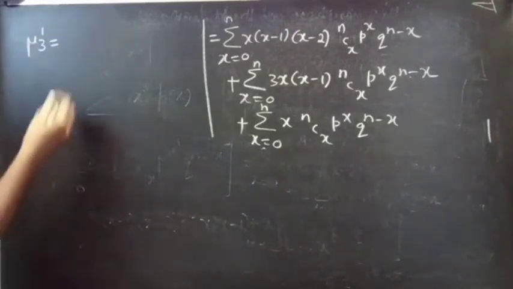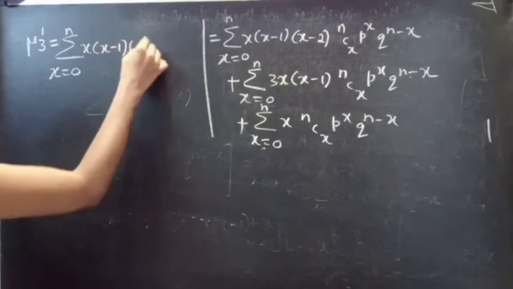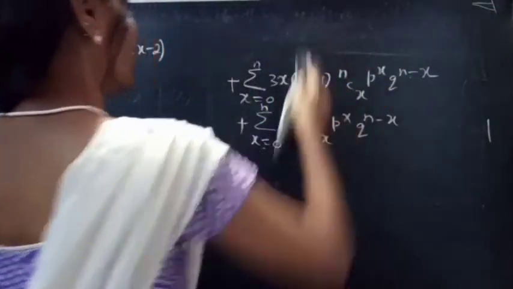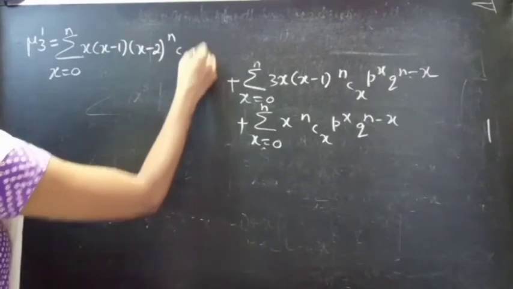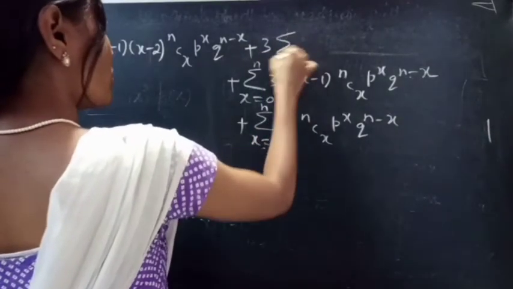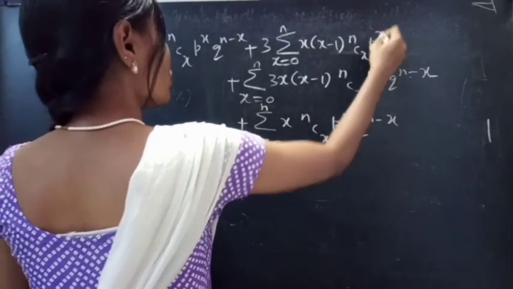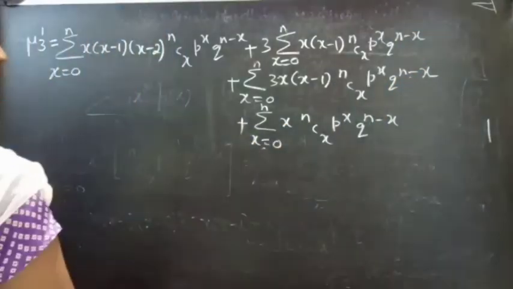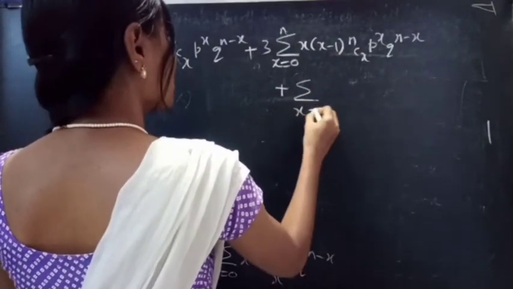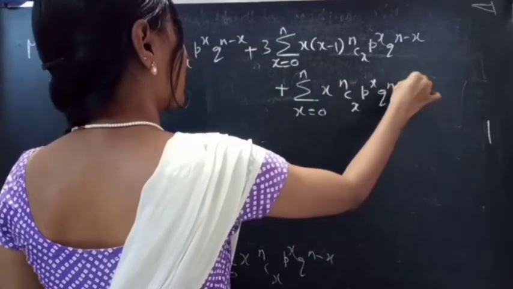Mu 3 dash equals summation x equals 0 to n x into x minus 1 into x minus 2 into nCx p power x q power n minus x plus 3 into summation x equals 0 to n x into x minus 1 into nCx into p power x into q power n minus x plus summation x equals 0 to n x into nCx into p power x into q power n minus x.